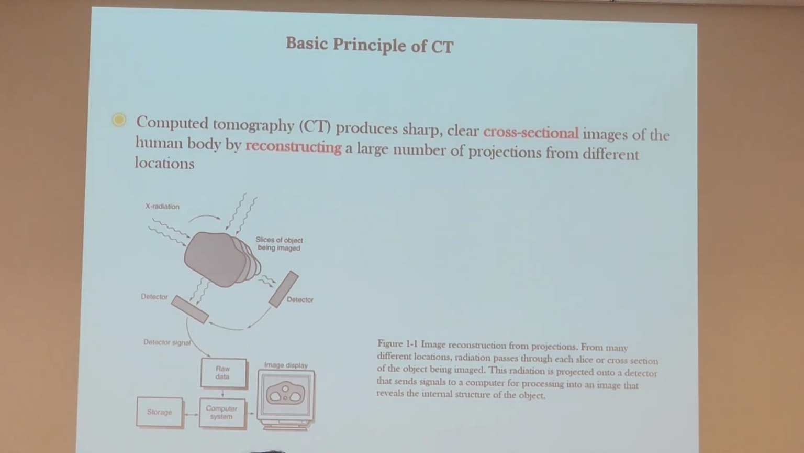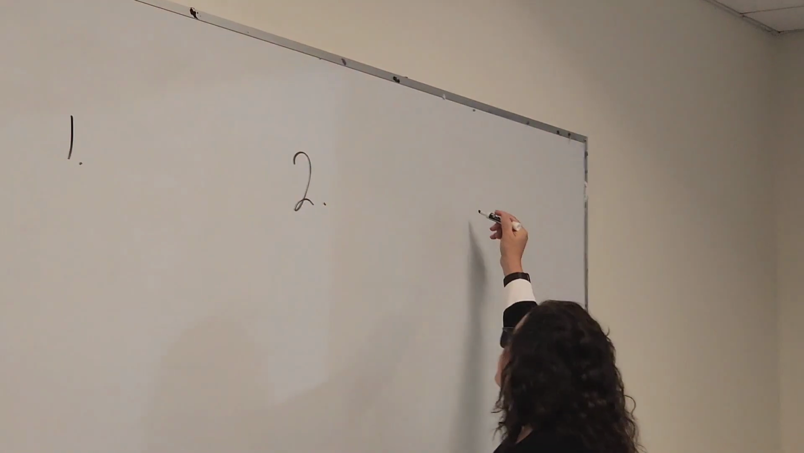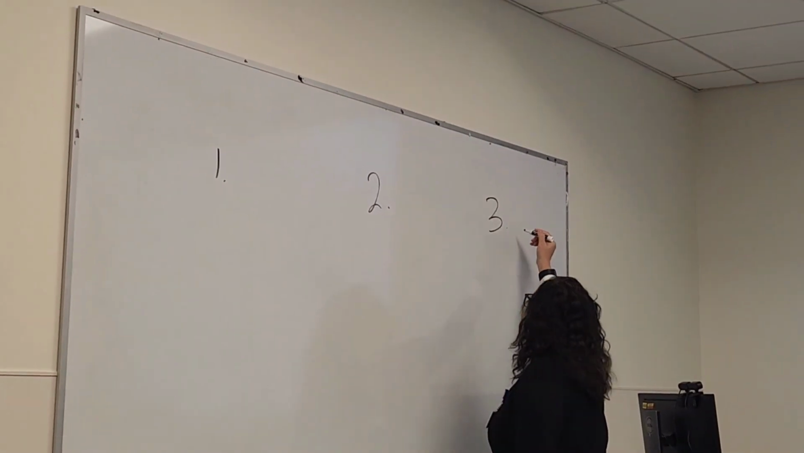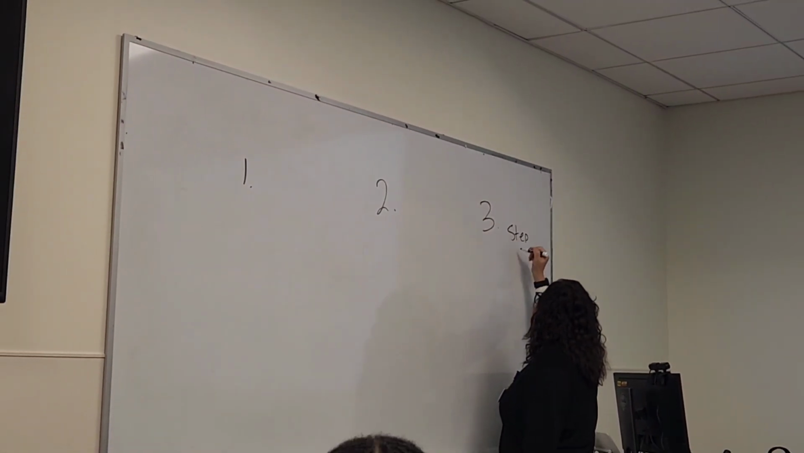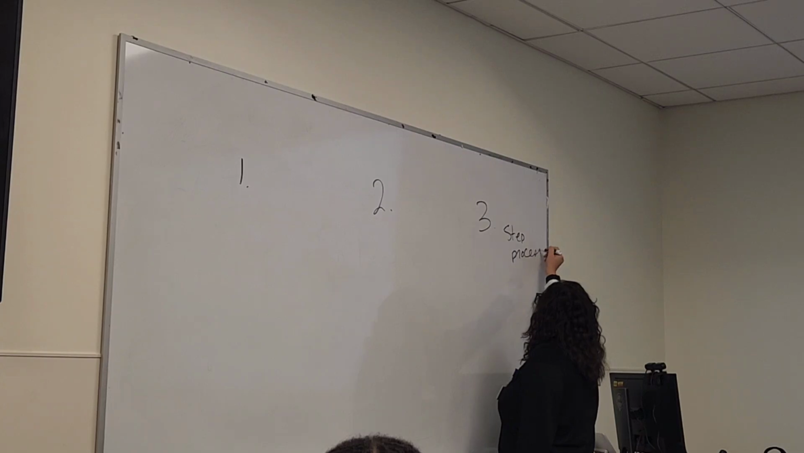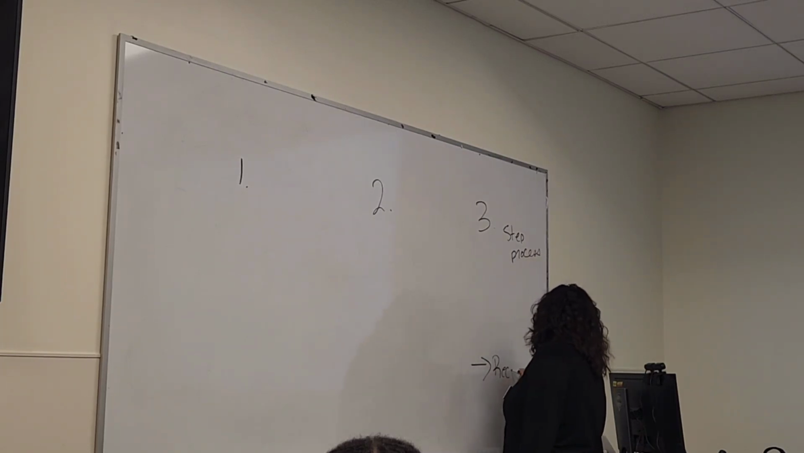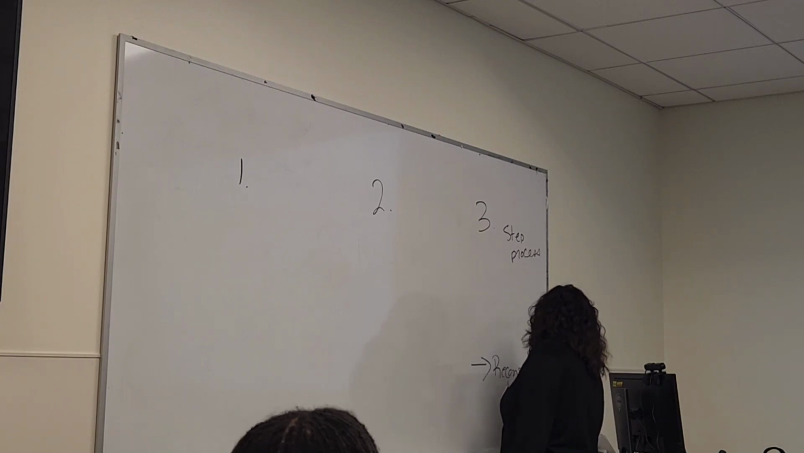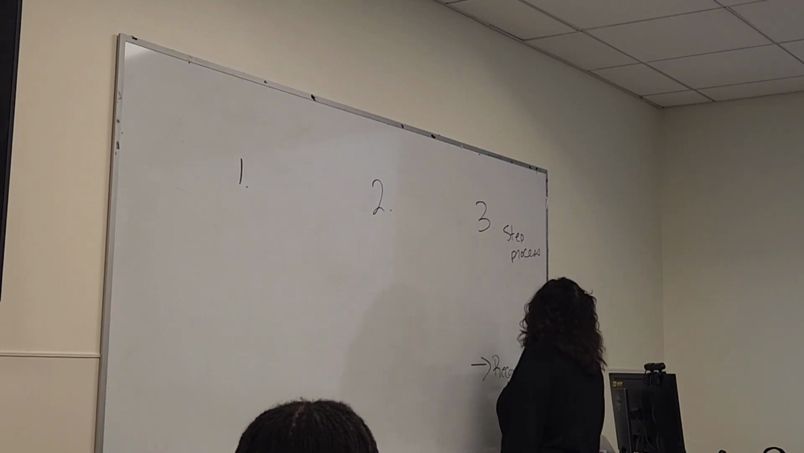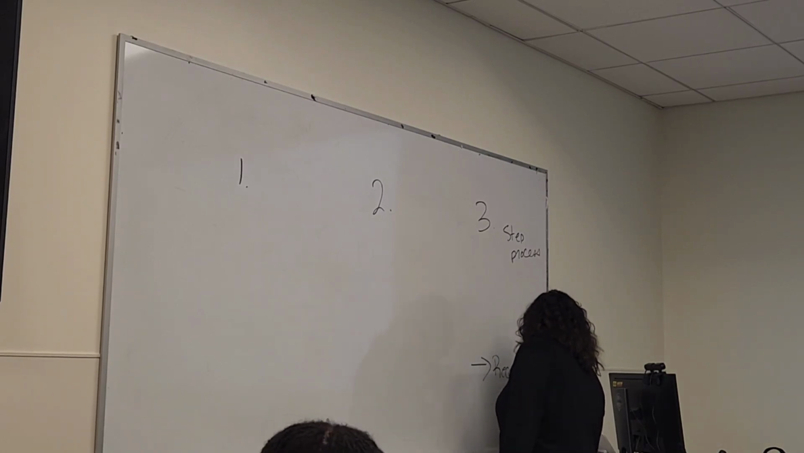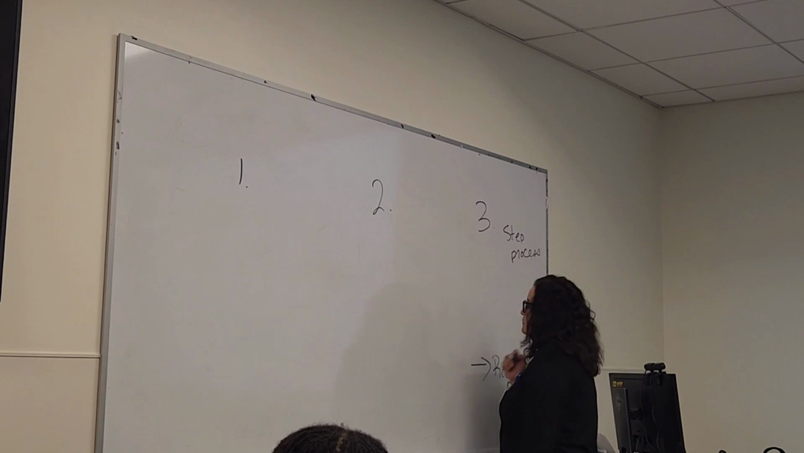So when we think about the 1, 2, 3, this is how we're going to display it. 1, 2, and 3. There is a 3-step process that is going to reconstruct. What is our goal? Reconstruct or display the image. So this is going to be our goal.